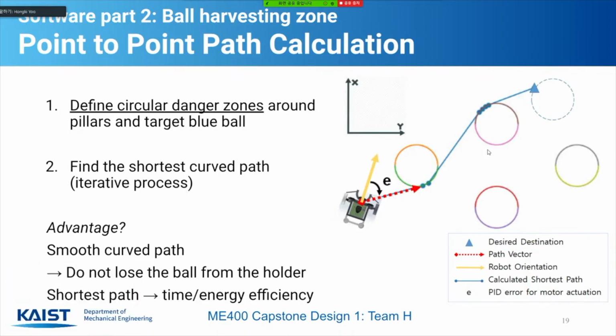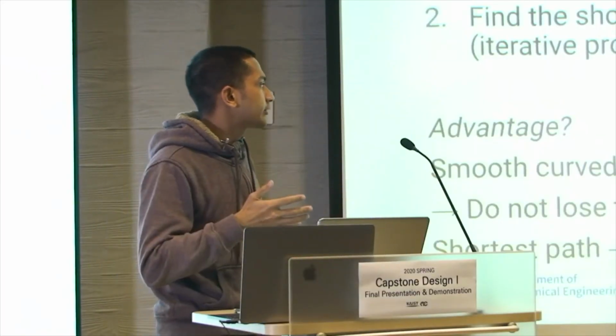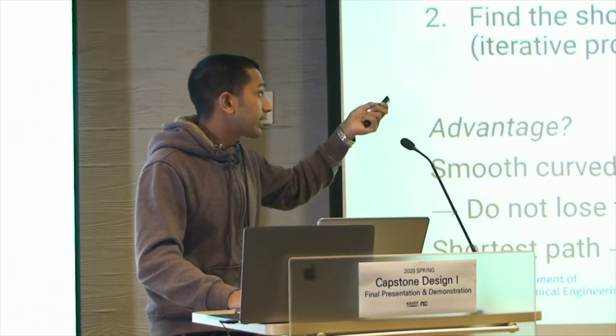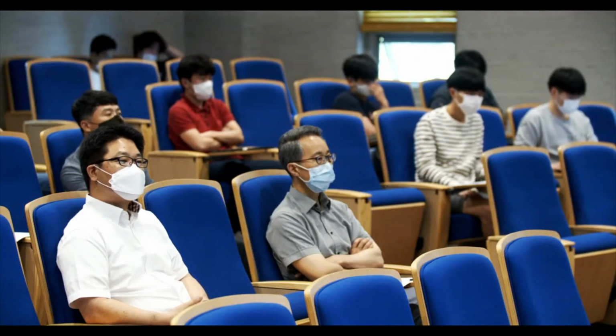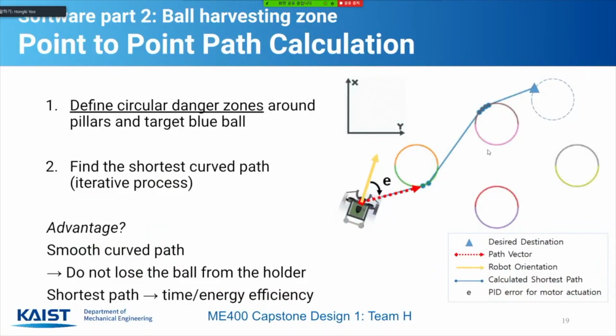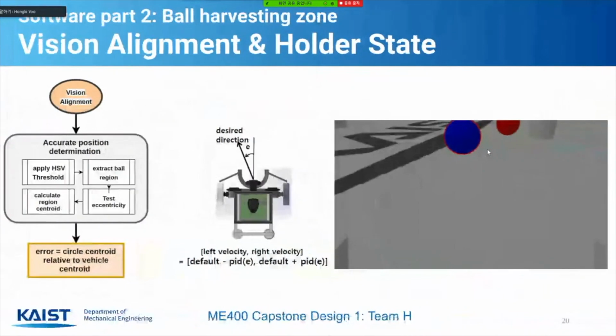Our algorithm would calculate the shortest curve path using some iterative process. And the best part about this is that after calculating this iterative process, it gives the orientation of the velocity vector as the velocity reference input for the motor's PID control. The advantage is that it's smooth; it does not need to stop, so it won't lose the ball from the holder. And according to us, it's the shortest we found in terms of time taken and also energy efficiency.